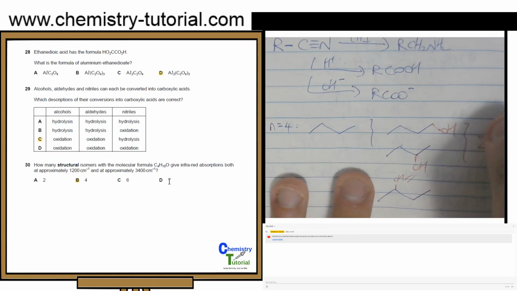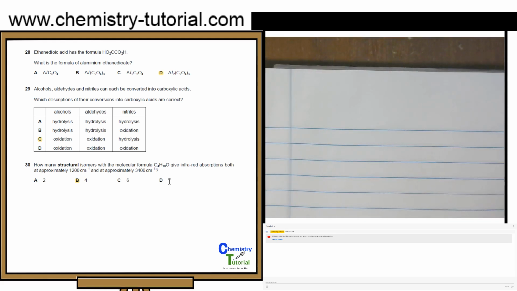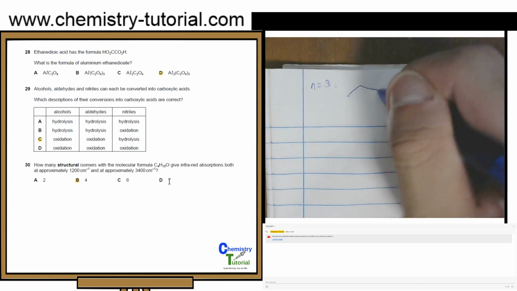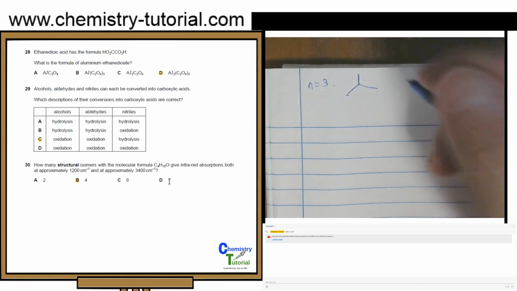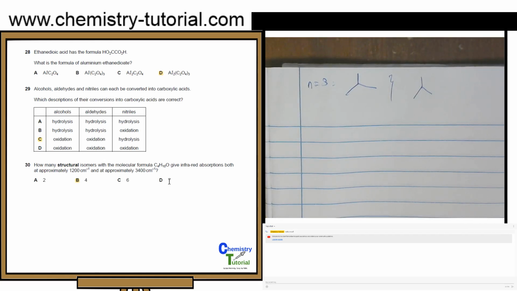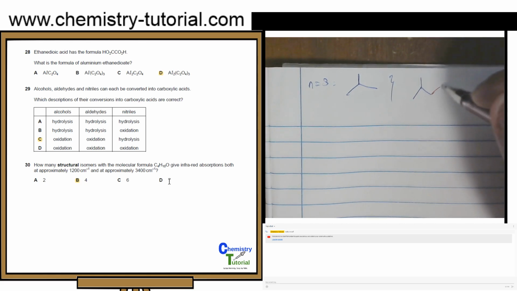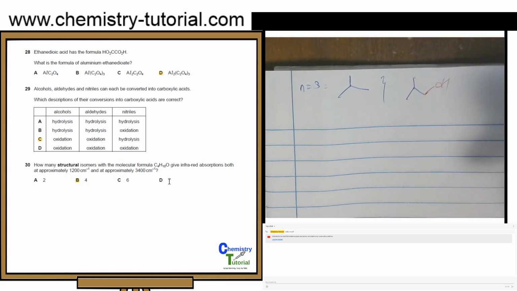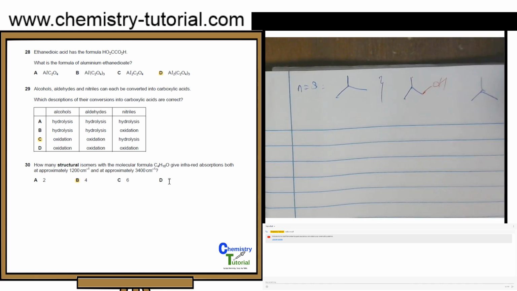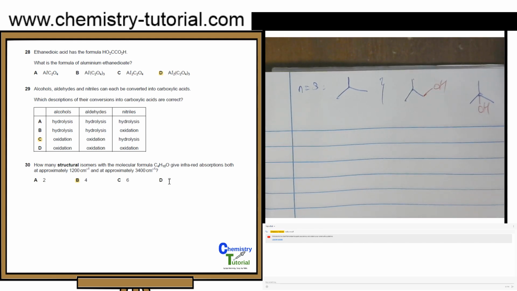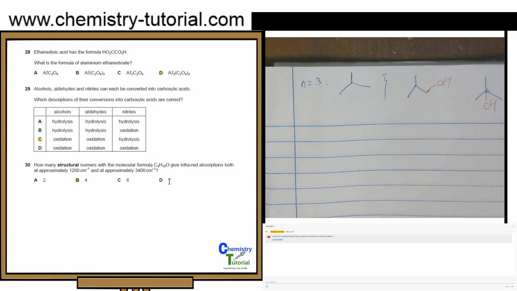Now we need to move to n equals 3. So n equals 3: 1, 2, 3, but because it's 4 carbons, it's over here. So this will be your backbone. Now we put our OH at this spot. Putting it at this spot is the same because they're equivalent; these 3 methyl groups are equivalent. Or this time around, you put the OH at this spot. So you notice that over here you have 2 potential isomers as well.